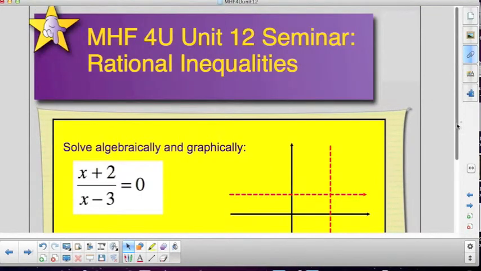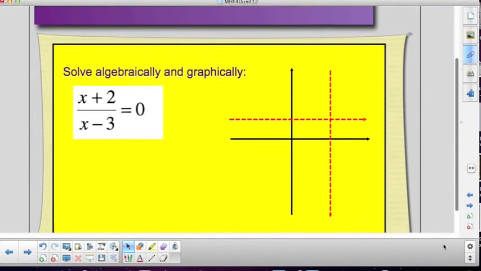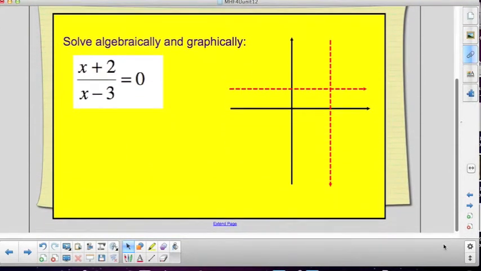Now, what happens in your unit guide if it says solve algebraically and graphically? This is where everything you learned in the course has to come together, because it's not just solving for what the graph looks like. You have to be able to identify asymptotes, horizontal and vertical asymptotes. You might have to identify any discontinuities in the graph, okay?